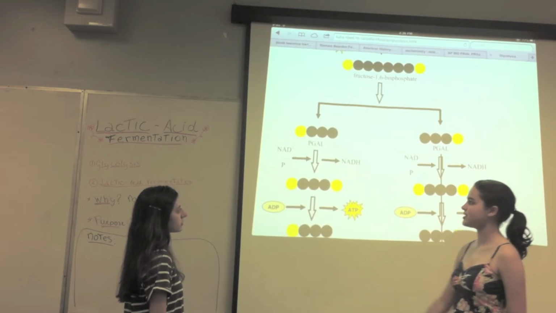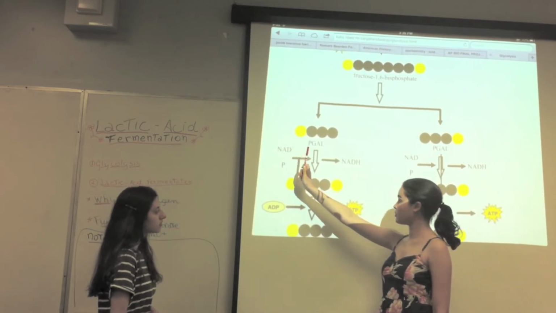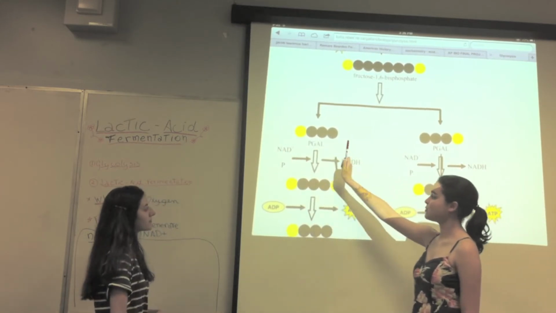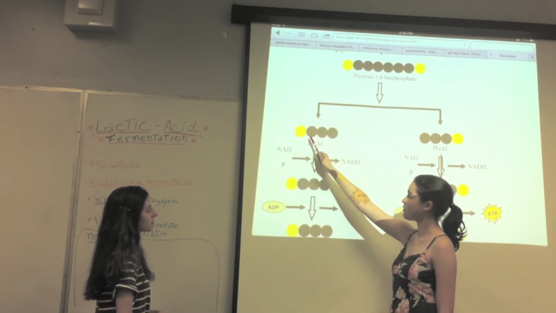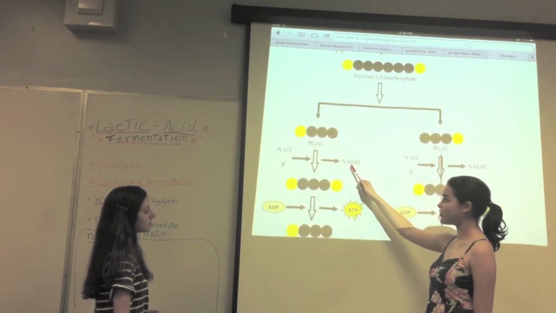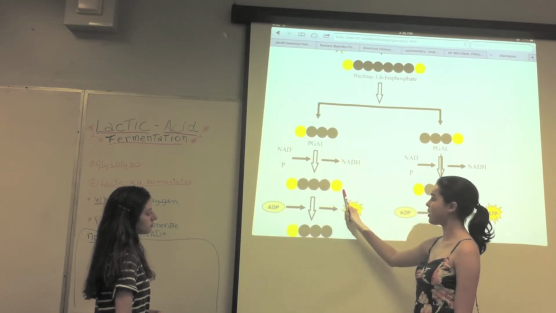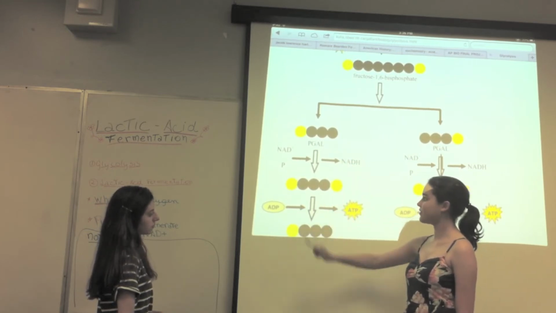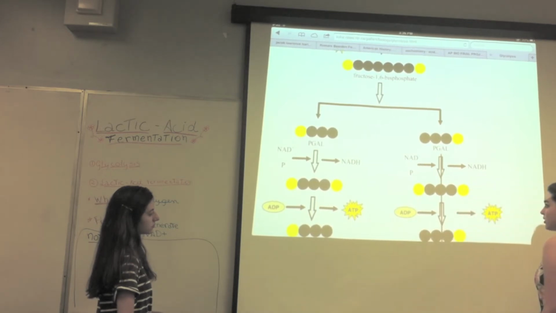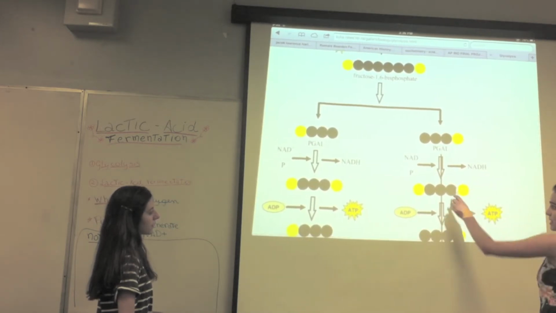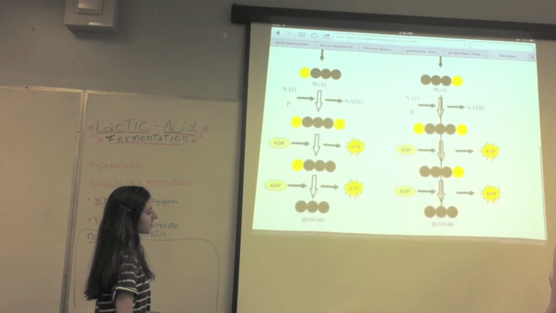So what happens here is this NAD plus molecule, which is very important in this process, is reduced by accepting a hydrogen from this molecule, becoming NADH, and a phosphate in this process is added to the PGAL molecule so that now you have 3 carbons and 2 phosphates in this molecule. And that happens twice because we have 2 of those.